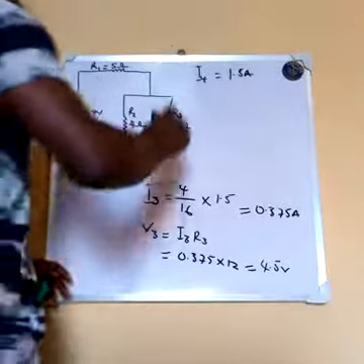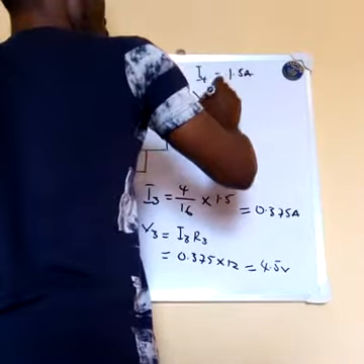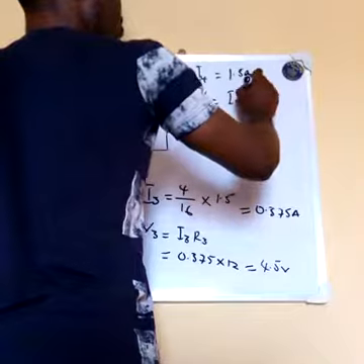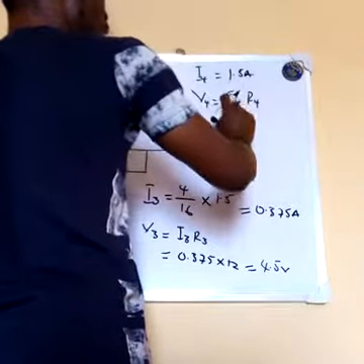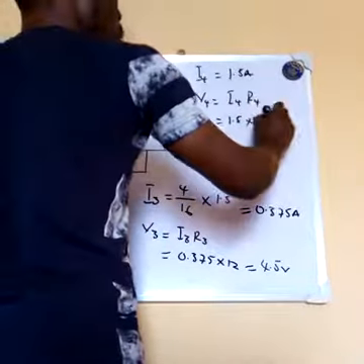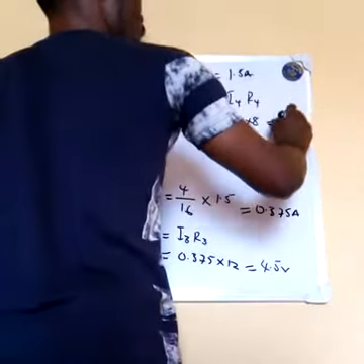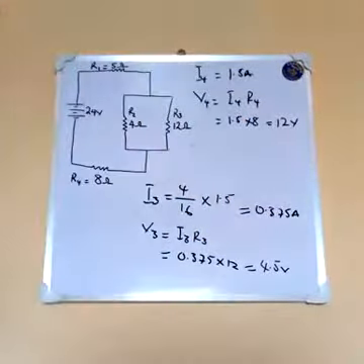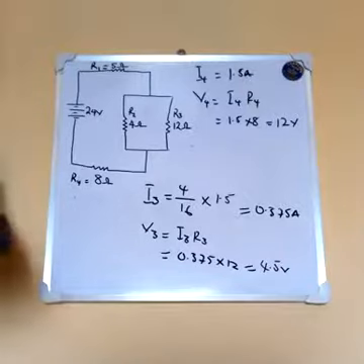Let's see the voltage. The voltage V4 will be I4 times R4. So you have I4, 1.5, times R4, which is 8. When you multiply them together, you have 12 volts. So you can see now that the voltage is not the same. For resistors in series, the same current flows regardless of the size of the resistor, so the voltage is not the same thing.